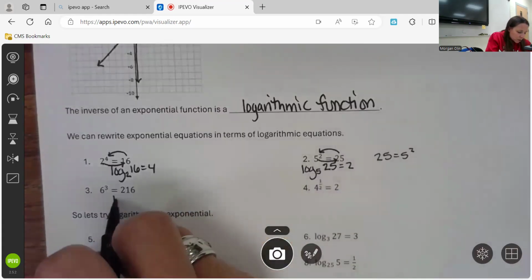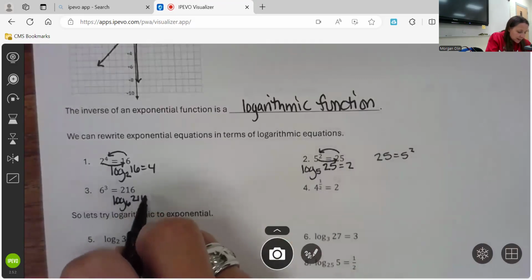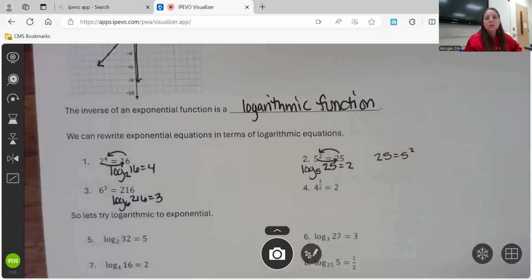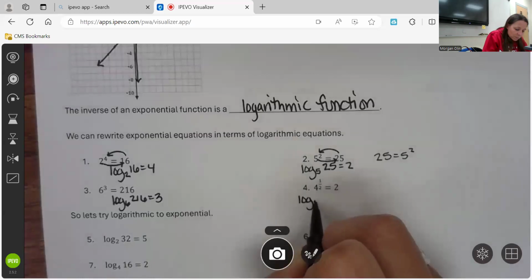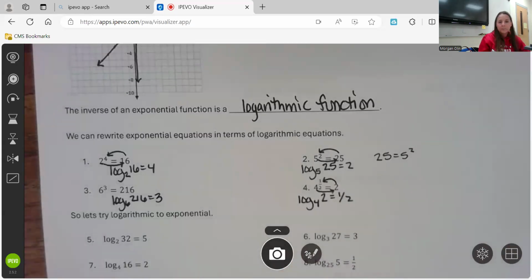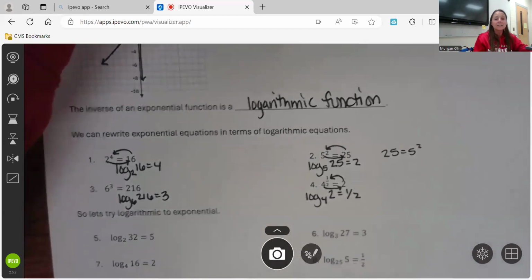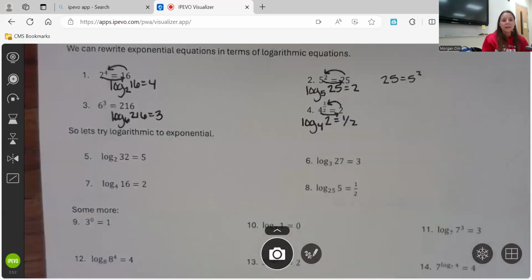Do it again. If you want to, pause and do these next 2. So here, log base 6 of 216 equals 3. Also listen to how I'm saying that. And this one is log base 4 of 2 equals 1/2. You go 4, 2, and then 1/2. So we went from exponential form to logarithmic form. We're going to go the other way around, from logarithmic form to exponential form.